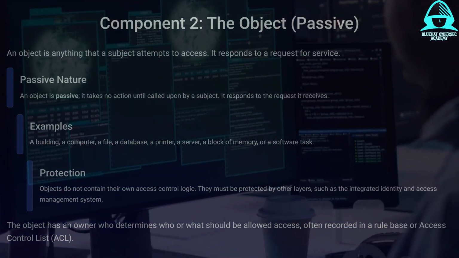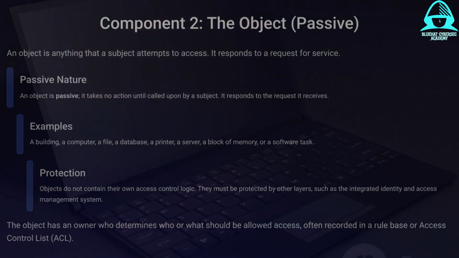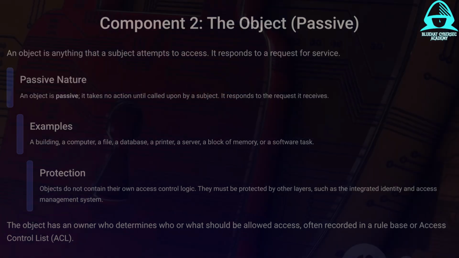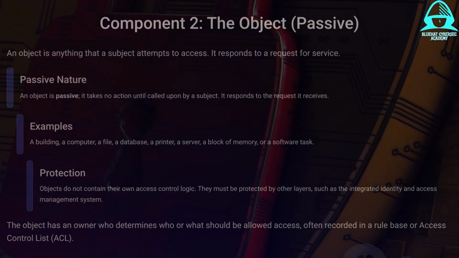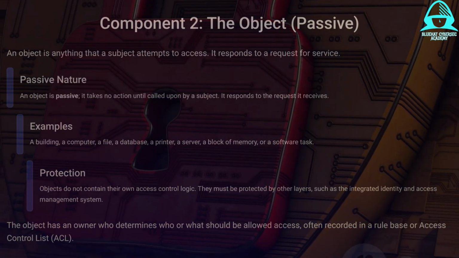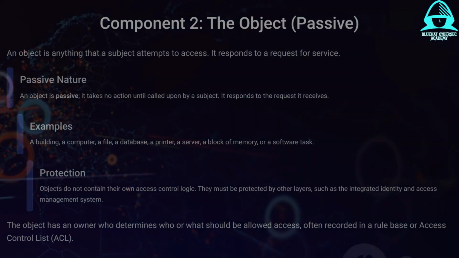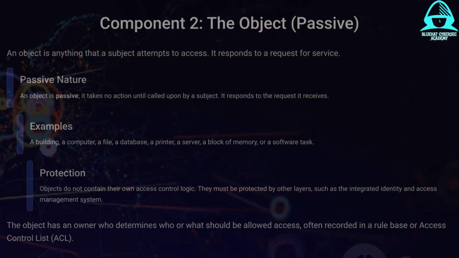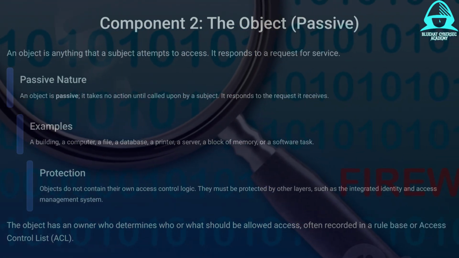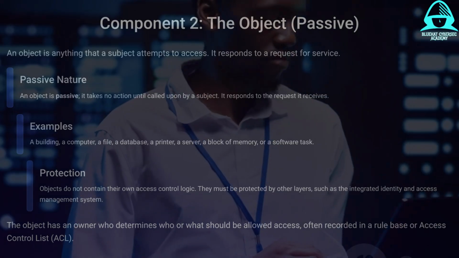When requested, an object will respond to the request it receives, and if the request is wrong, the response might not be what the subject really wanted. It's important to note that, by definition, objects don't contain their own access control logic. Objects are passive, not active, and they really need to be protected from unauthorized access by other layers of functionality in the system, like an integrated identity and access management system.